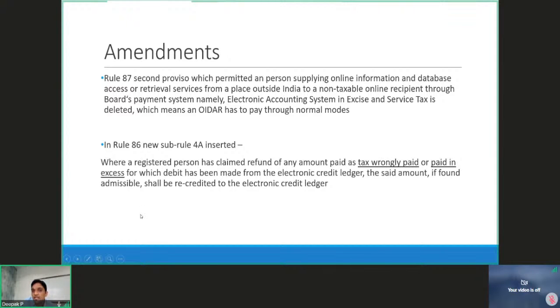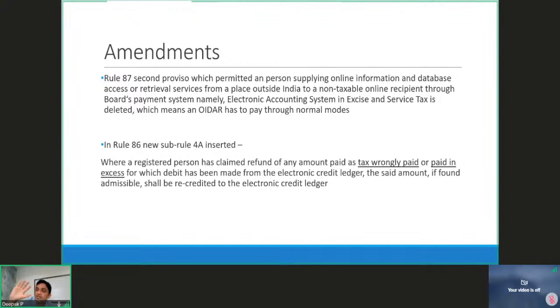It doesn't apply to other refund cases, like when we were talking about export of service, because export of service is not tax wrongly paid. So they will still get the refund of the balance in the electronic credit ledger through their bank account only, right? So a registered person who has claimed refund of any tax paid as tax wrongly paid or paid in excess, for which debit has been made from the electronic credit ledger, the said amount, if found admissible, shall be credited to the electronic credit ledger only and not anything else. So refund for exports still remains the same.